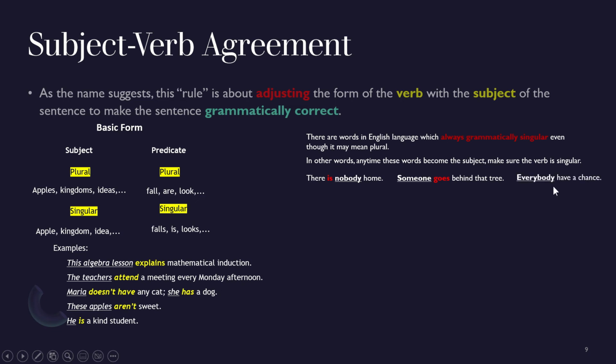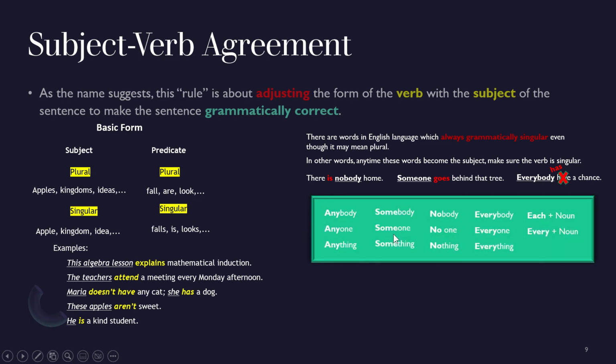Look at this one. Everybody have a chance. Is it correct? Yeah, that's not correct. Everybody means one. Everybody means a singular. So the correct verb is has.